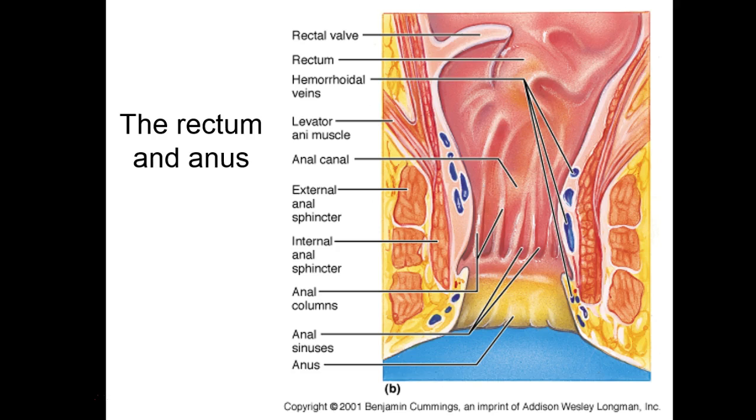The internal sphincter is involuntary. The external sphincter is voluntary. They're both muscular structures, closing and opening, and it's just a matter of whether it's voluntary or involuntary. Involuntary is going to be under your autonomic nervous system. Voluntary is going to have skeletal muscle voluntary control of it.